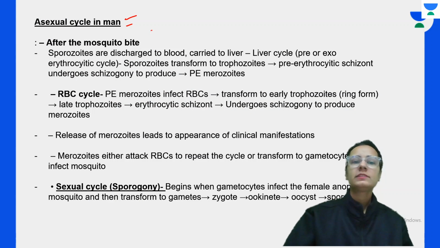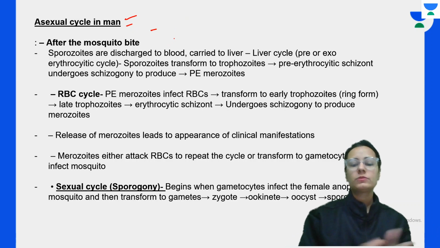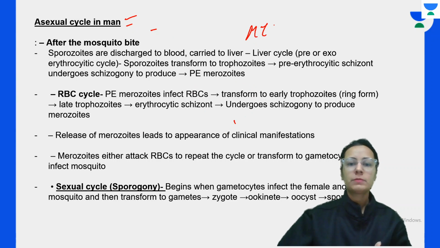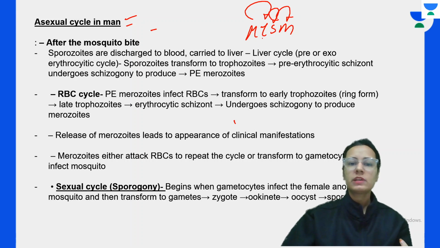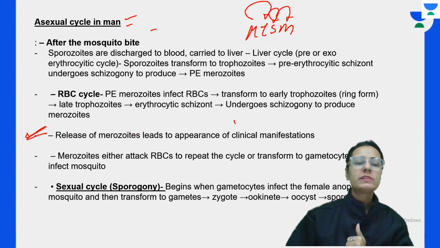Now, to come to the life cycle, the sporozoites are discharged into the blood, and from there they move to the liver, where the primary exoerythrocytic schizogony occurs and merozoites are released into the blood. They infect the RBCs and follow the route MTSM. You can remember it by MTSM: merozoites transform into trophozoites, early and late. Late trophozoites convert to schizonts, again to merozoites, and the early ones convert to macro and microgametocytes, which are taken up by the mosquito through the blood meal, where they complete their sexual life cycle. The clinical manifestations are synchronous with the release of the merozoites.